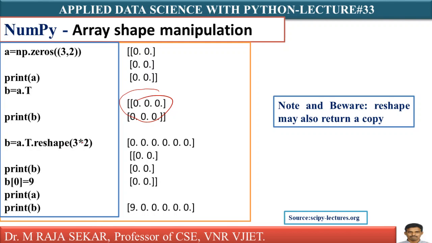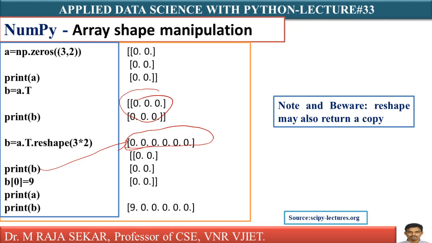A transpose reshape 3 into 2. 3 into 2 means what? 6. It will reshape with 6 elements. Therefore, all the elements will be reshaped into a single dimensional array. I am reshaping with a single dimensional array, only one number I am giving, 6. Therefore, print B means what will it print? It will print 0.